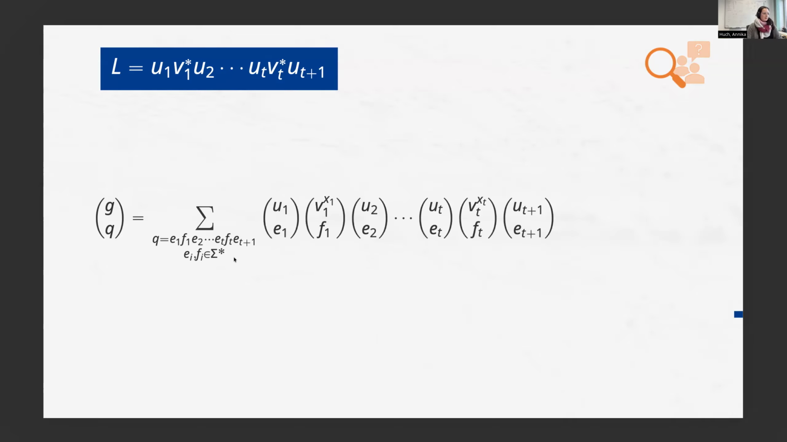Okay, what does it mean? We take all possible factorizations of our query q, and then we can find the first factor in the first part of the polynomial language, u1. Then we search for the second part f in v1 to the power of x1. So we can take the loop x1 times to search f1 here, then search e2 in u2, and so on. Okay, so this is the first thing.